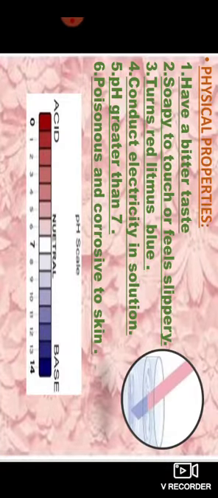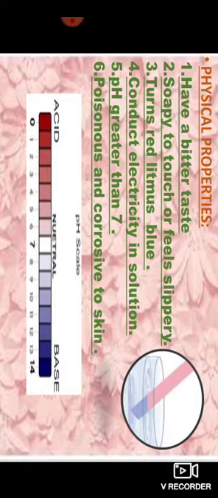Now physical properties. The bases have a bitter taste. They are soapy to touch or feel slippery, like when you dip your finger in a soap solution, it feels slippery. They turn red litmus to blue, like given in the picture, that if we take a red litmus paper and put it in the base solution, it turns blue.